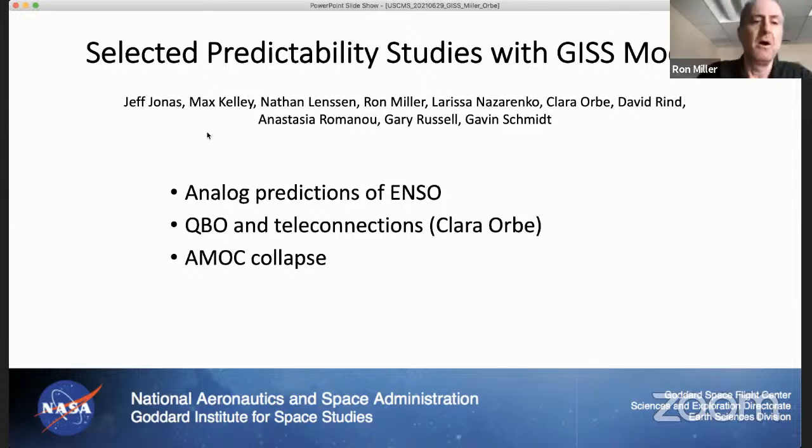Okay, so this is basically examples of just the kind of predictability work we've been doing at NASA GISS with Model E. This is a collaboration with a large number of people. I'm going to talk about three, actually the first and the last topics, and Clara's going to come in the middle and speak about the QBO and teleconnections.